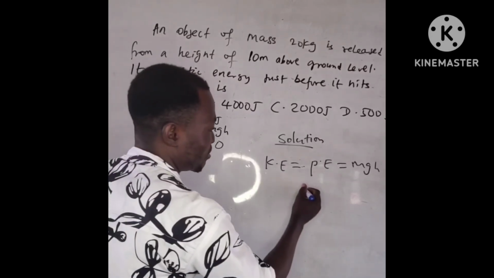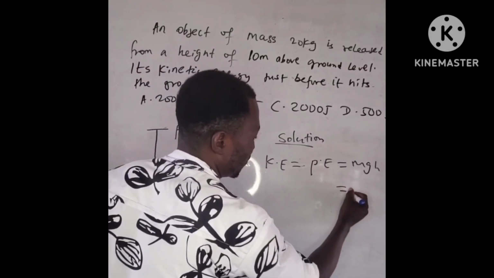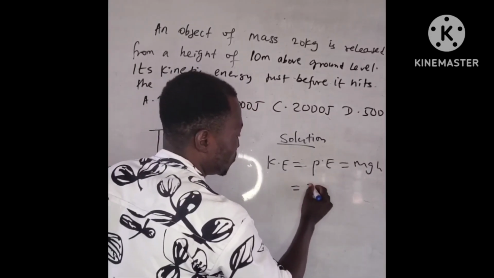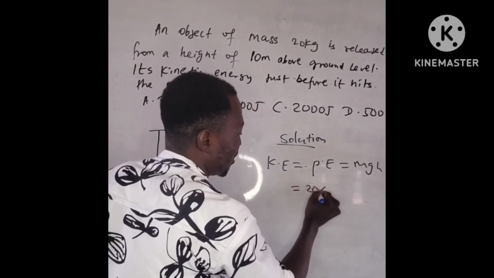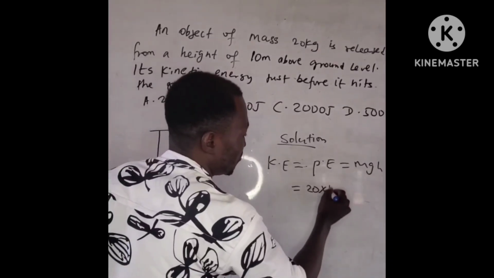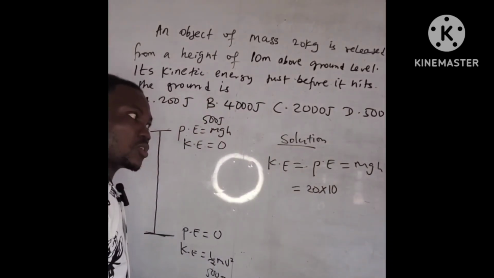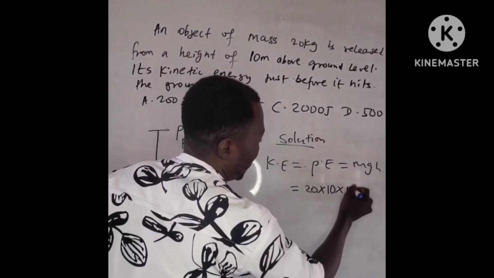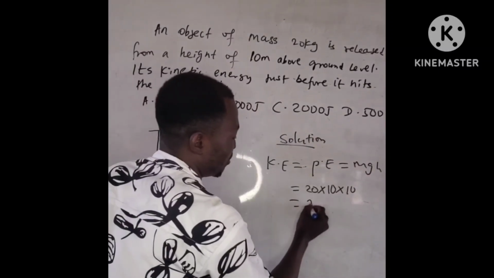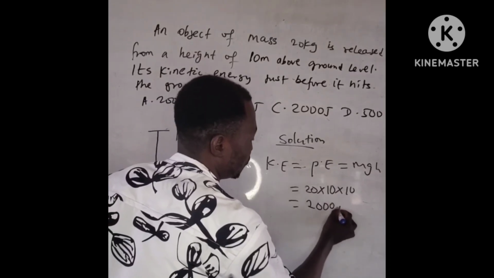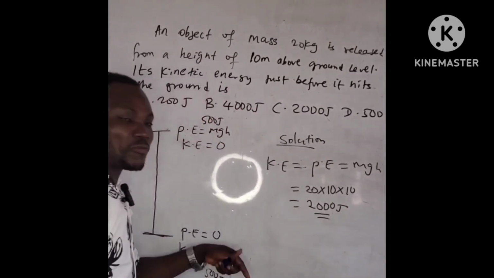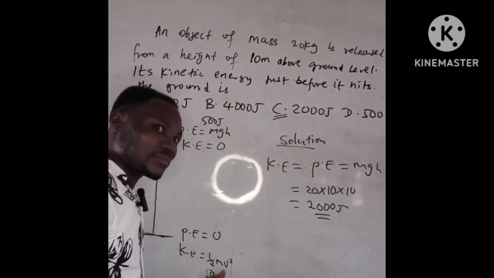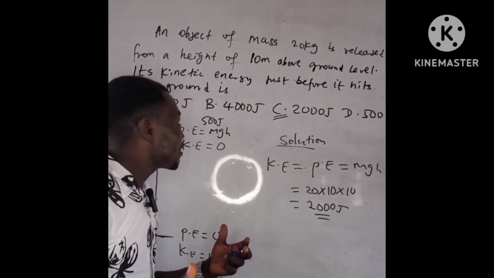Therefore, we have that this will be equal to the mass, which is 20, times acceleration due to gravity, which is 10, it's constant, times the height, 10, and that gives us 2000 joules. So the kinetic energy just before it hits the ground is 2000 joules, and this is our answer. I trust you understand.